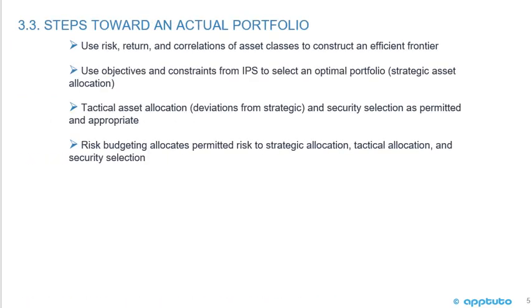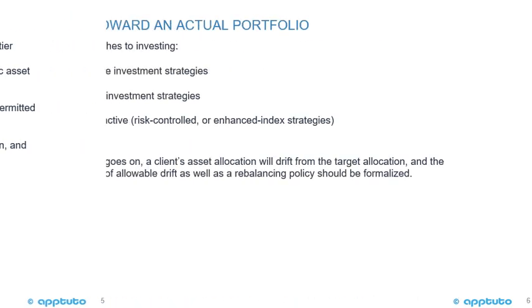Steps toward an actual portfolio. Use risk, return, and correlation of asset classes to construct an efficient frontier. Use objectives and constraints from the investment policy statement to select an optimal portfolio, the strategic asset allocation. Tactical asset allocation, which are deviations from the strategic asset allocation, and security selection as permitted and appropriate. Sometimes there's ranges that we can work within. Risk budgeting allocates permitted risk to strategic asset allocation, tactical allocation, and security selection.